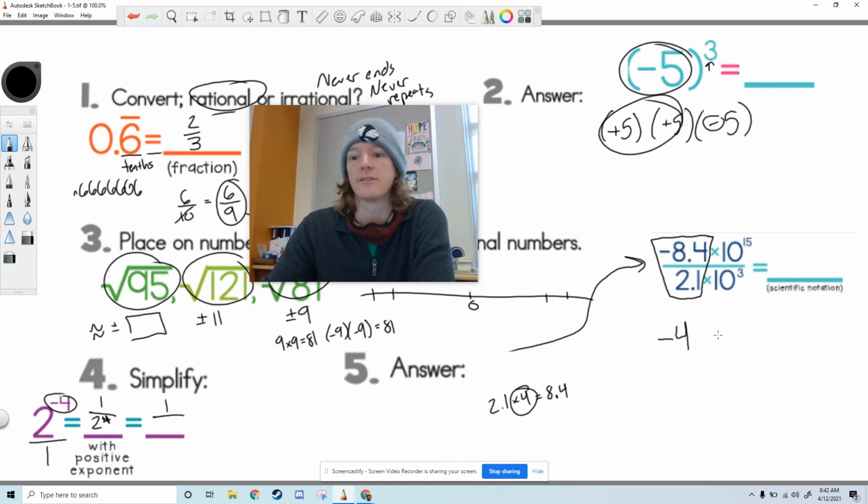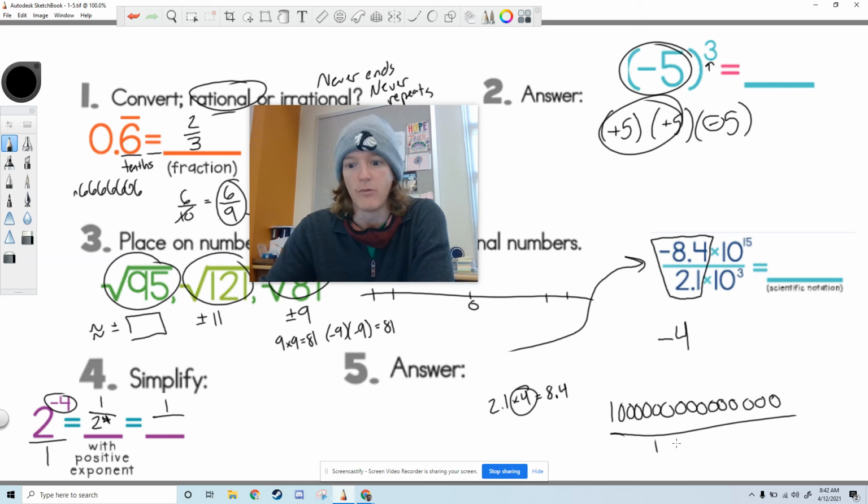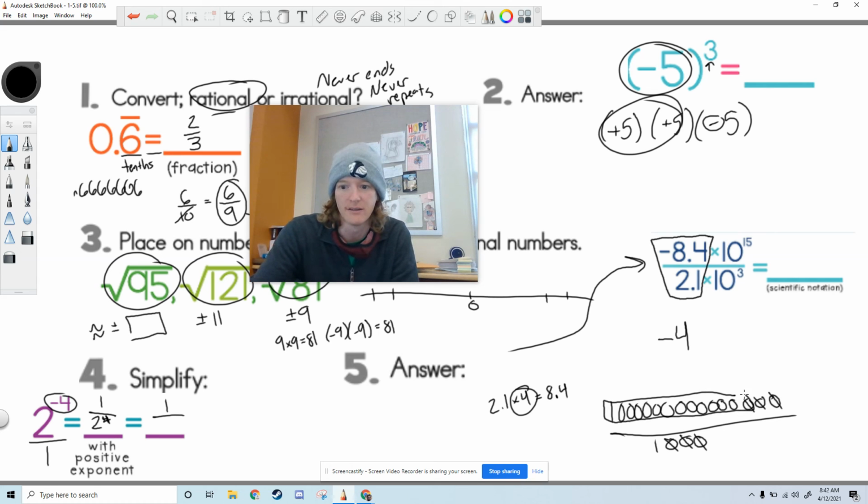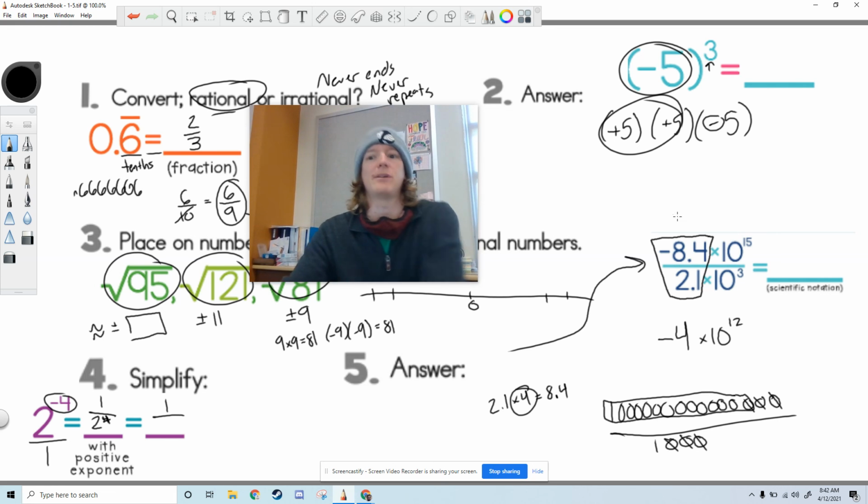Now, 10 to the 15th over 10 to the 3rd, so we'll have a 1 with 15 zeros, 1, 2, 3, 4, 5, 6, 7, 8, 9, 10, 11, 12, 13, 14, 15, divided by a 1 with 3 zeros. Well, if you see, this is a fraction. We can reduce this fraction. We can divide by 10, we can divide by 10, and we can divide by 10. So we end up with 10 to the how many zeros? 1, 2, 3, 4, 5, 6, 7, 8, 9, 10, 11, 12. 10 to the 12th.